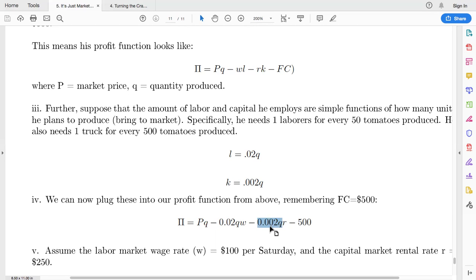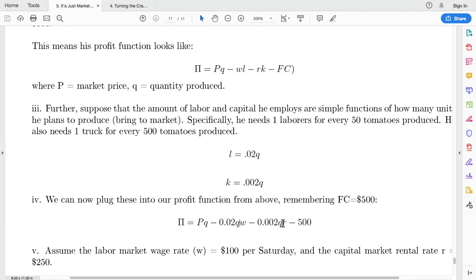Again, this may seem very complicated, and I admit that there is some real complexity going on here, but it is the same thing that we have up here, which is that this is total revenue, price times quantity. This is how much he's going to pay for his employees, which is how many employees he's going to hire. And we just stated that the number of employees he hires is a function of how many tomatoes he plans to grow, and we said that was 0.02Q. And so therefore, this is simply his labor cost: the wages he pays times the number of employees that he hires relative to how many tomatoes he wishes to grow.